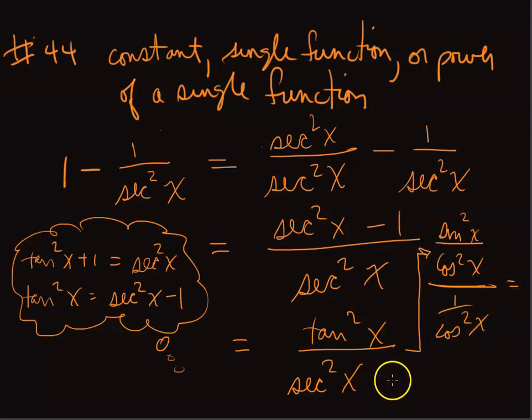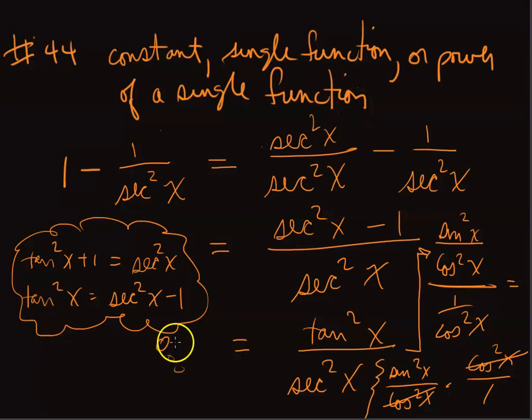Now, when you invert this denominator and multiply, you get sine squared x over cosine squared x times cosine squared x over 1. The cosine squareds cancel, and you are left with sine squared x over 1, of course, but that's the single function, a power of a single function. Does that make sense? So this thing down to sine squared x.